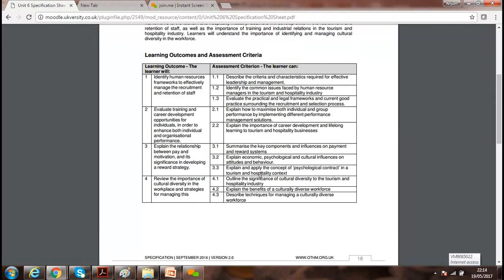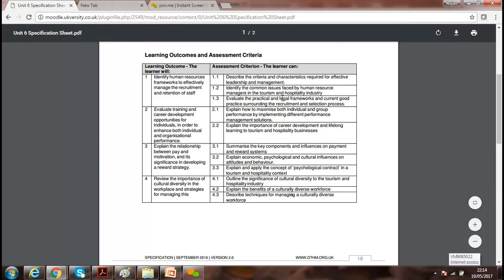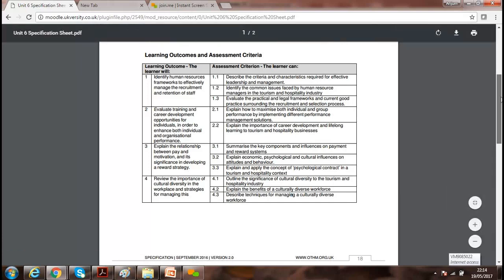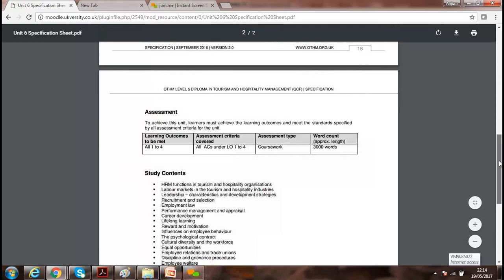We discussed the psychological contract, cultural diversity, and the benefits of diversity in today's organizations. We also discussed different techniques, like advertising, fair chance, and child care, which are different techniques to manage diversity. These are the learning outcomes which we were supposed to reach.